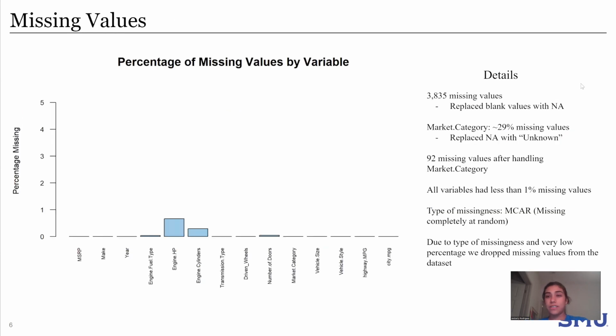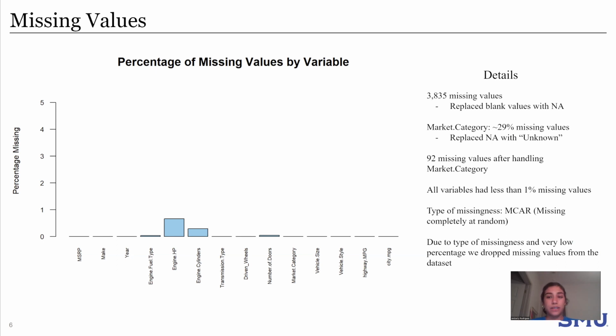Next is the missing values. So this data set did have a lot of blank values, so we decided to replace those blank values with NA. So this resulted in 3,835 missing values. But upon further analysis, we noticed that market category had approximately 29% missing values. This is because this column had over 3,000 blank values. So we decided instead of replacing those blank values with NA, we will just create a new category within the market category column, which is unknown. So that way we keep the integrity of the data.